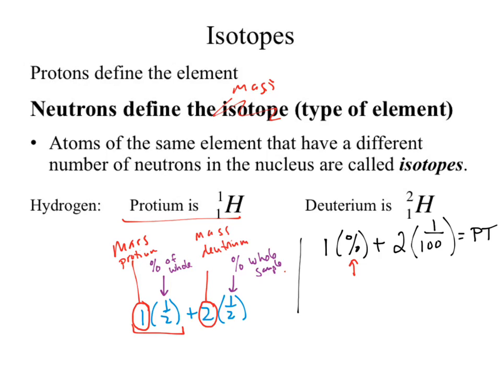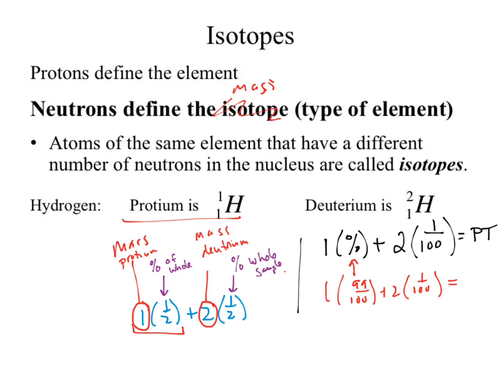How did you know it's 99? That's what's left over. We're running under the assumption that there's only 2 common isotopes. One of those isotopes shows up 1 in 100 times. What are the other 99 times? Our protium. So we have 1 times 99 over 100 plus 2 times 1 over 100. And anybody with a calculator should come out with a number that is darn close to 1.01.